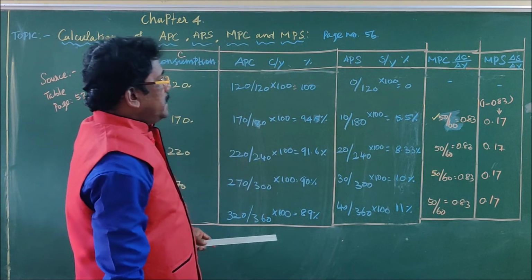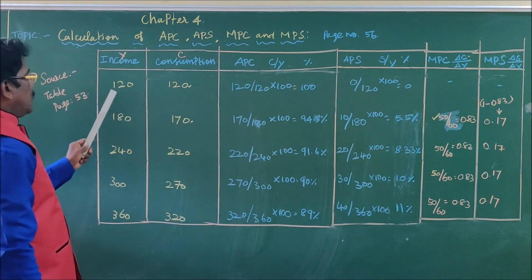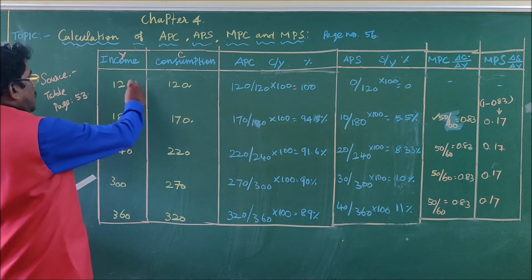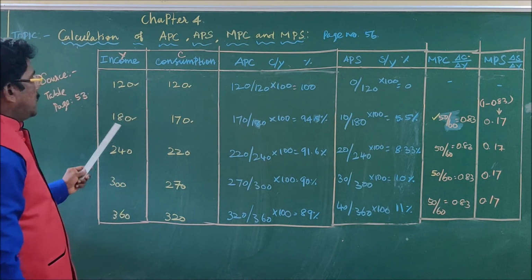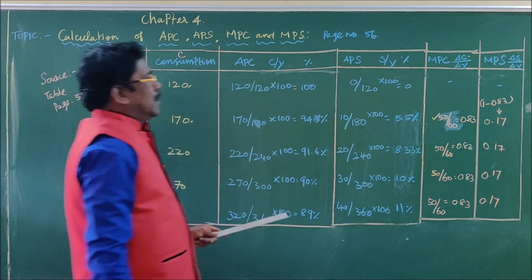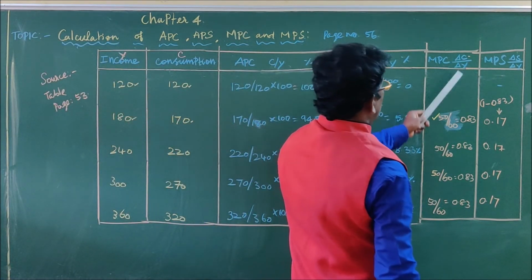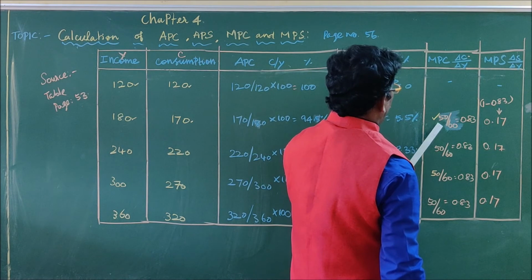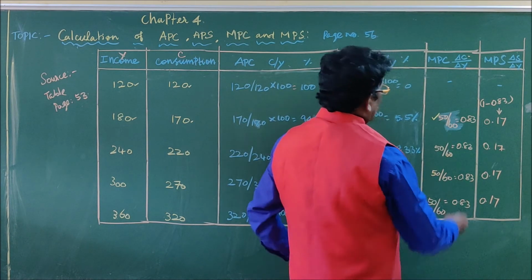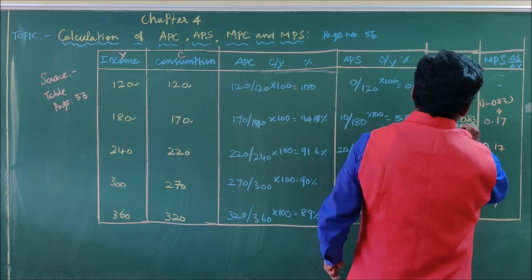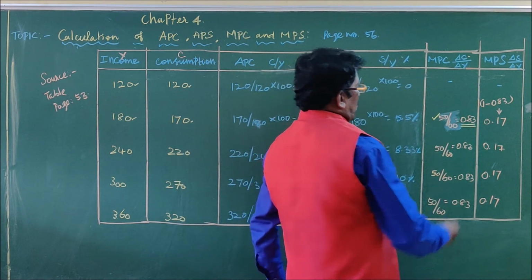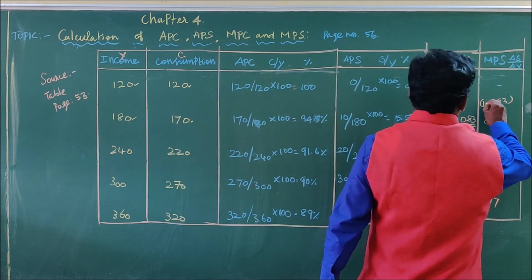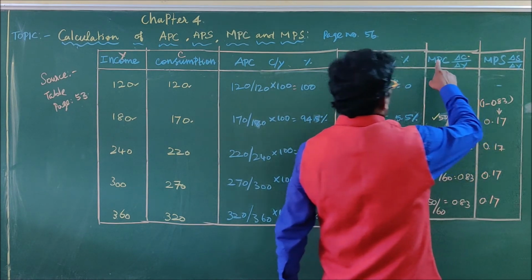And the change in income also. The first one, 120 is the income and it increased to 180. How much increasing? 60 rupees increasing. So change in consumption by change in income, 50 by 60 equal to 0.83. 0.83 is the answer.